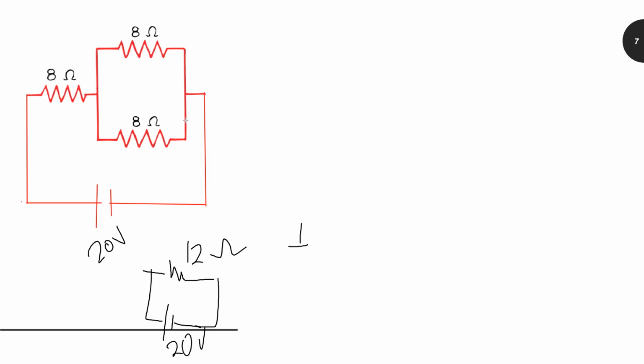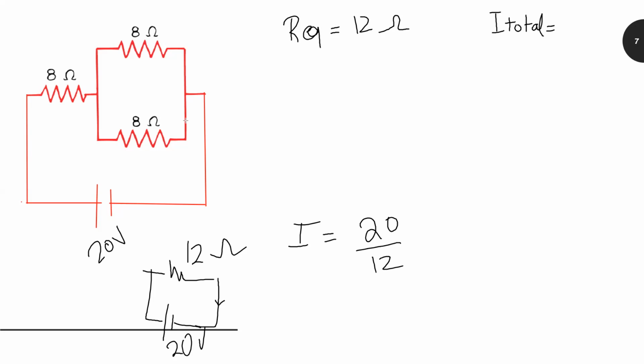What is the current here? I want you now to find the I total. So we found the R equivalent here as 12 ohm. What about now the I total? It will be 20 over 12, bravo. I divide V over R. I get it as 1.6. So this is 1.6 ampere.